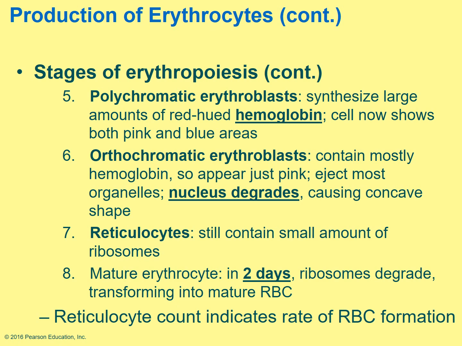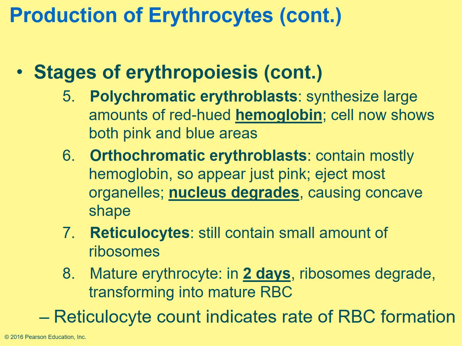Some of these, when you stain them, look different colors depending upon how much hemoglobin has now been placed in there, how many other proteins are in there. During the 6th stage, the orthochromatic erythroblast stage, there's a lot of hemoglobin. At this point, the cell loses its organelles and the nucleus is going to break down. And that's what causes that concave type shape.